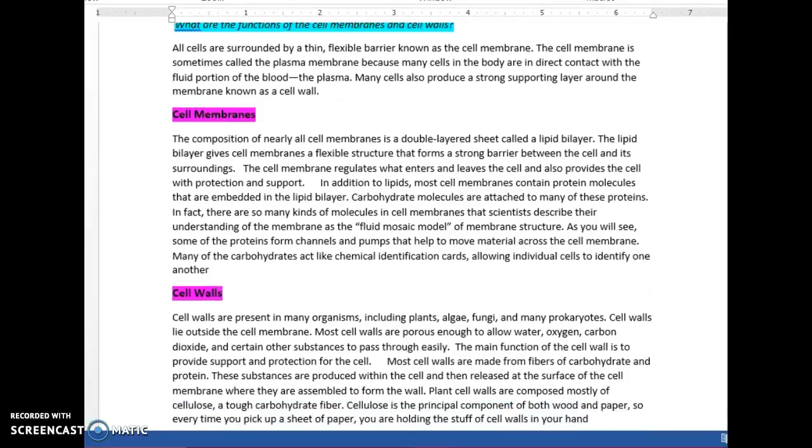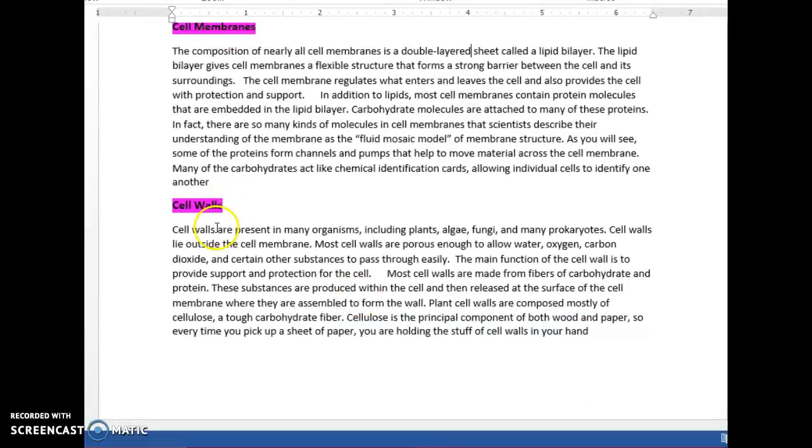When I go down to cell walls, just from these two things being mentioned separately, cell walls and cell membranes, I know that they're probably not the same thing. They probably both are a type of boundary, but they are not the same type of boundary. Cell walls are present in many organisms, including plants, algae, fungi, and many prokaryotes. Cell walls lie outside the cell membrane. So just from that, I can tell that if a certain cell has a cell wall, it's going to encapsulate the entire cell, including the cell membrane.